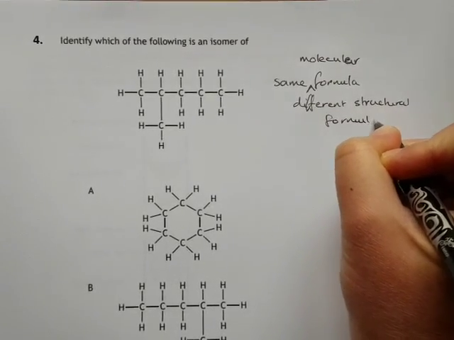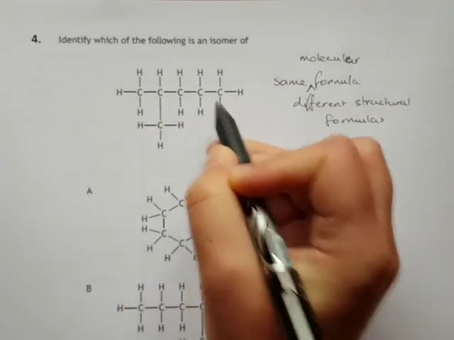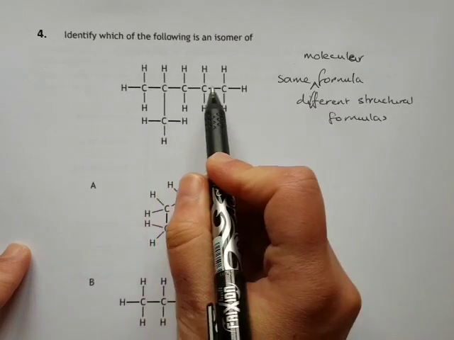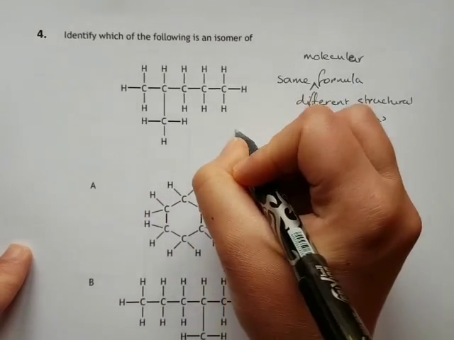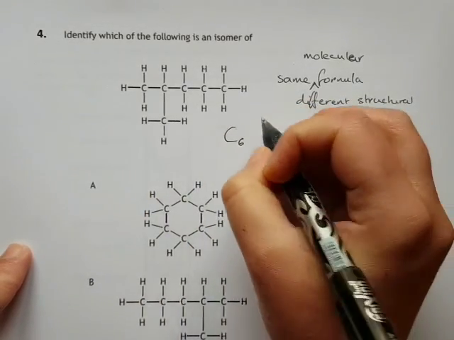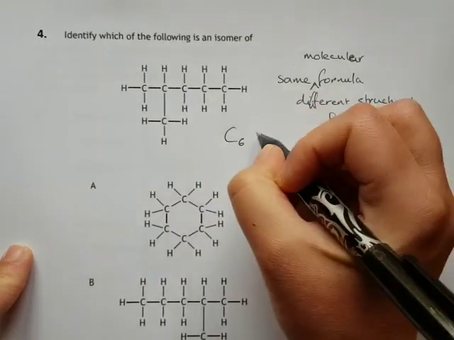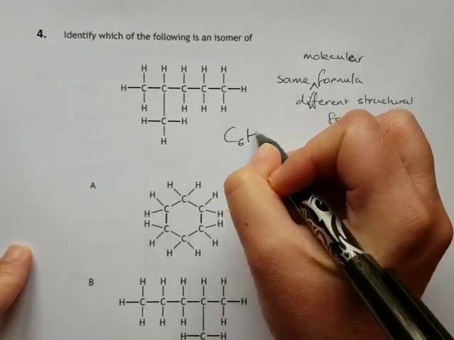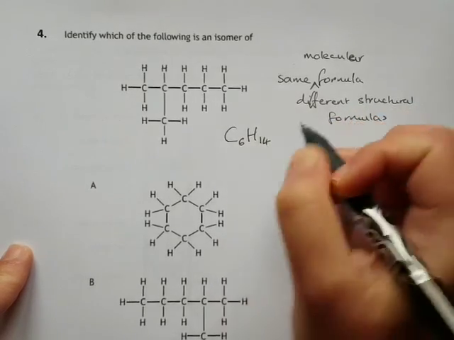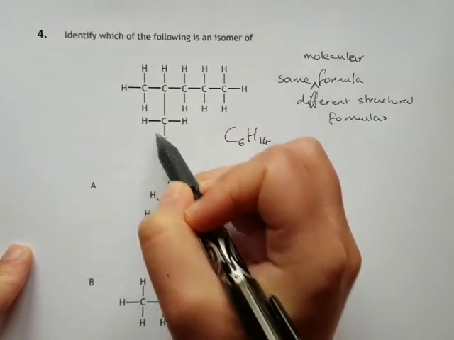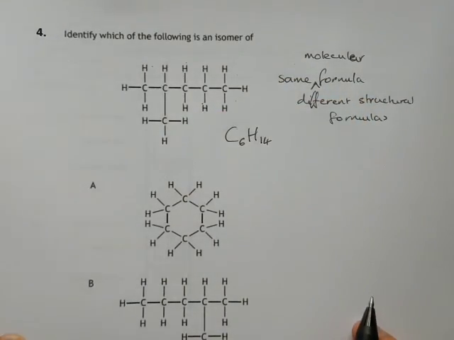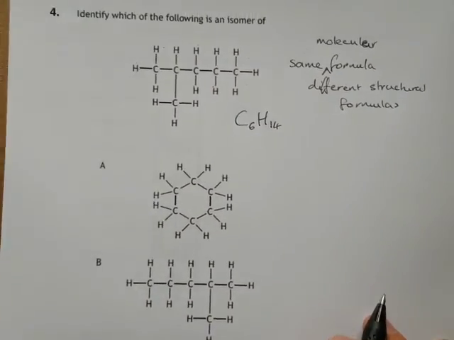So if it's the same molecular formula, it means it has to have the same number of carbons and hydrogens. This is an alkane with 1, 2, 3, 4, 5, 6 carbons. It's not got any double bonds, it's just a normal alkane. So it's going to have CnH2n+2. So without even counting the hydrogens, there should be 14, but 1, 2, 3, 4, 5, 6, 7, 8, 9, 10, 11, 12, 13, 14. I can check that as well. So I'm looking for something with the formula C6H14.